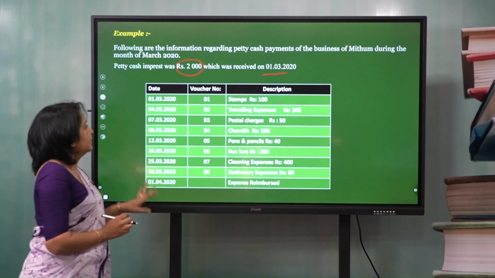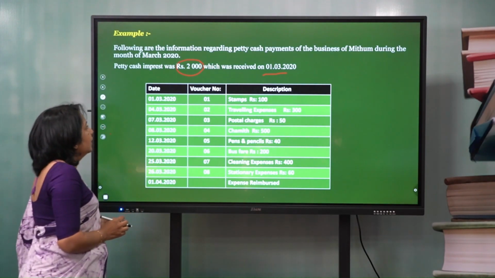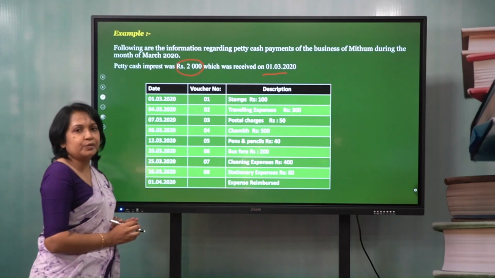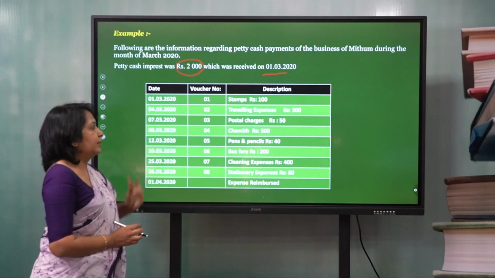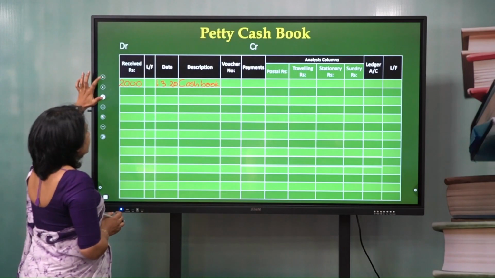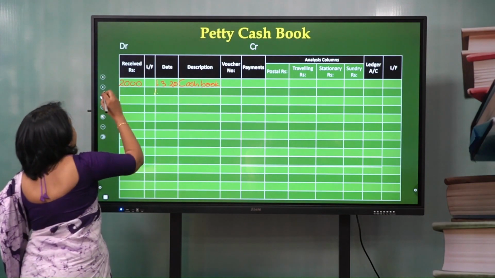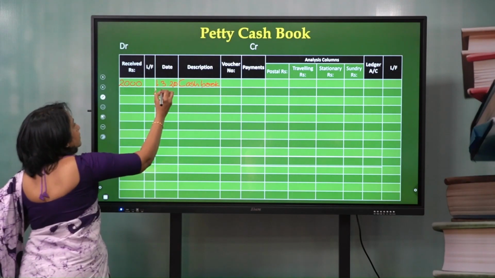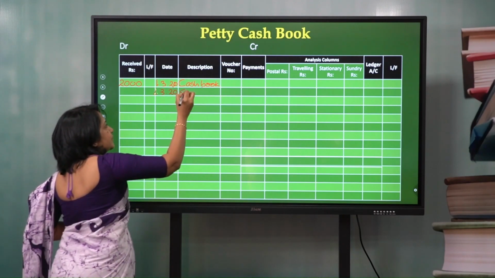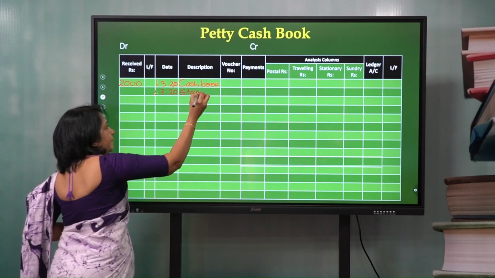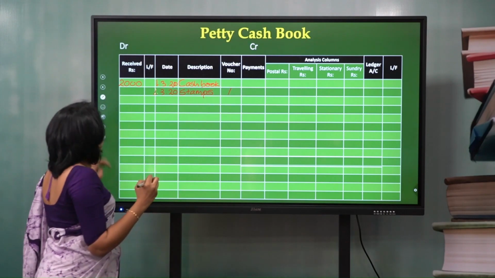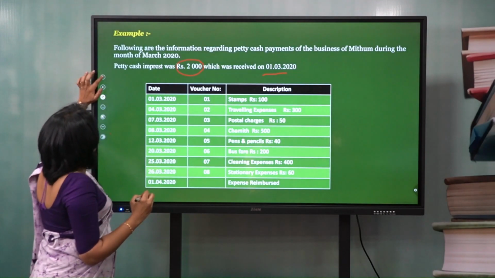Then we'll go to the expenses and see how we can record this in the petty cash book. Now again in the same day, that means 1st of March 2020, they have spent 100 rupees for stamps, and they have given the voucher number is number 1. So we'll record this in the petty cash book. Now the date is 1st March 2020. They have spent money for stamps. And the voucher number is voucher number 1, and the amount is rupees 100.